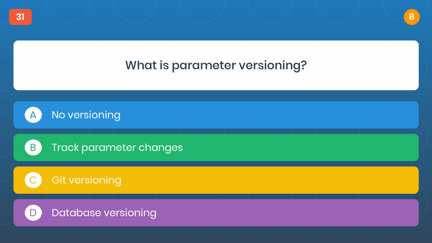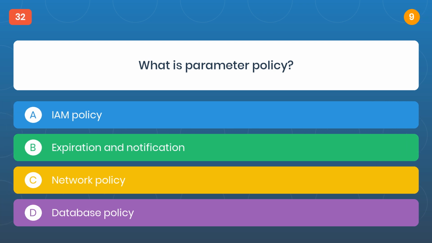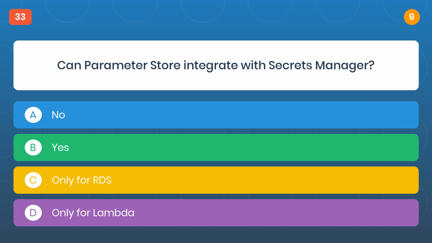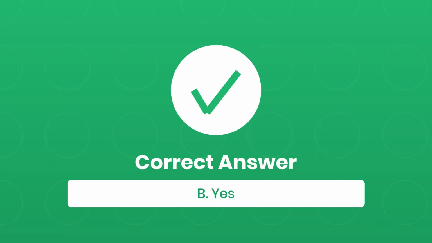Question 31. What is parameter versioning? The correct answer is B, track parameter changes. Question 32. What is parameter policy? The correct answer is B, expiration and notification. Question 33. Can parameter store integrate with Secrets Manager? The correct answer is B, yes.